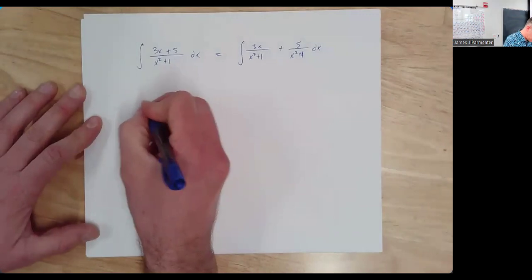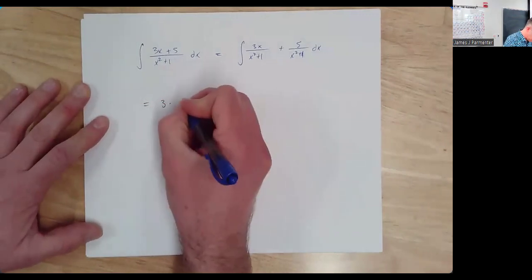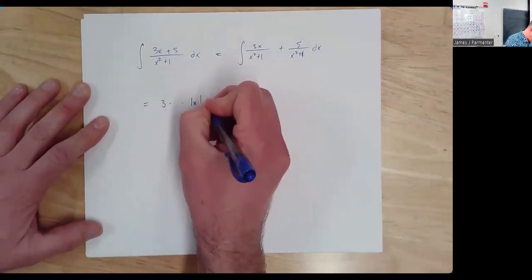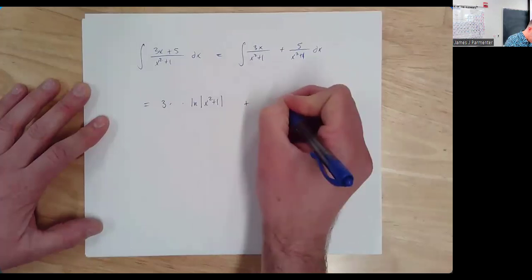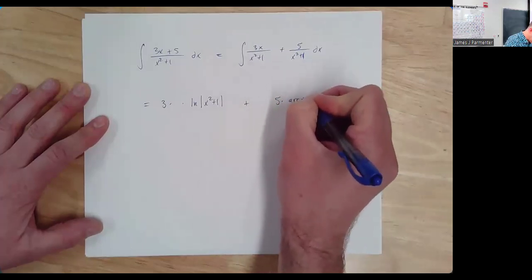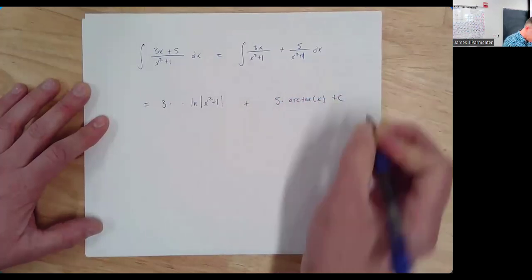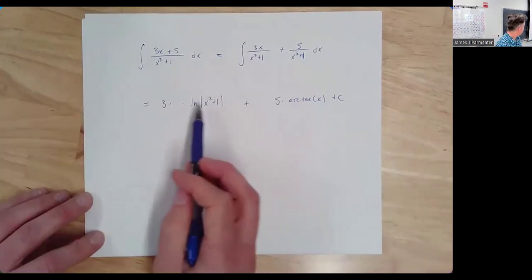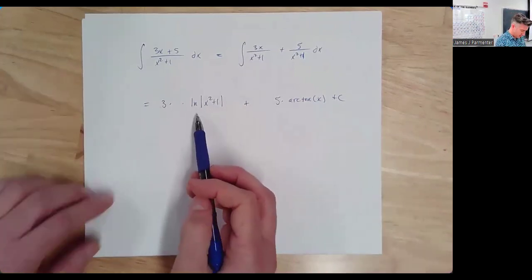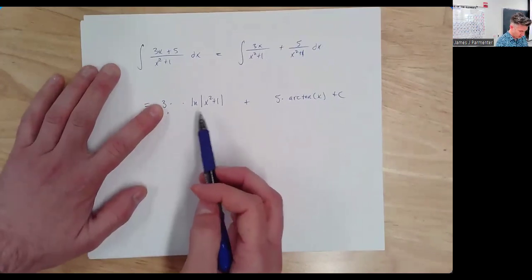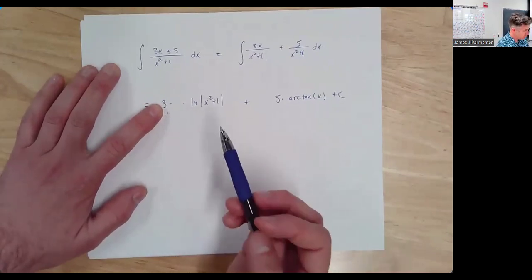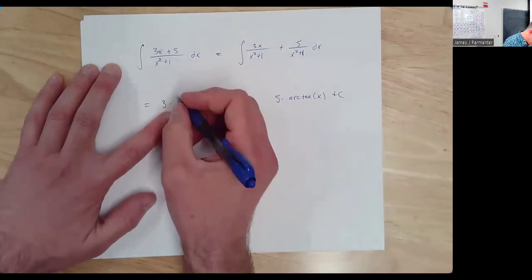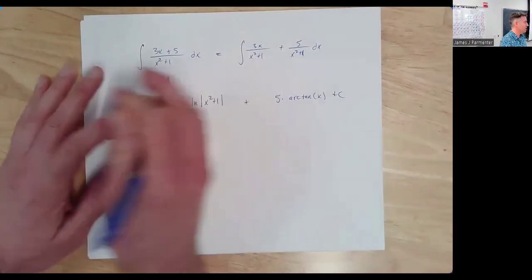We know that this is going to equal 3 times something times the natural log of the absolute value of x squared plus 1 plus 5 times the arctangent of x plus c. And I'm just going to check by taking the derivative of this in my head. The derivative of this is going to be 3 times 1 over x squared plus 1 times 2x. So I need a 1/2 to adjust for the 2 there.